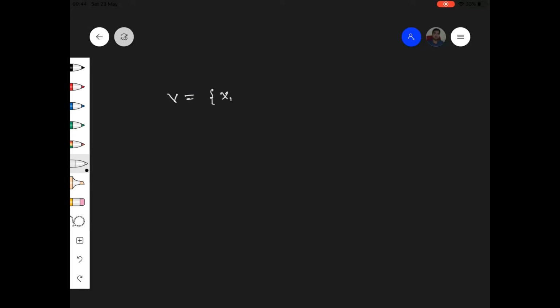Let V be a set which has n vectors x1, x2, x3 and so on up to xn, where each xi may have a structure like this: v1, v2, vn, n number of components, but it may be any number. Here we are going to learn about the linear independence and dependence of this set V.